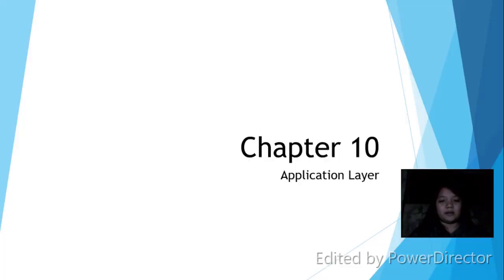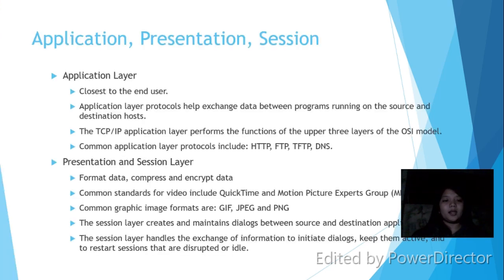This video is all about the summary of chapter 10, entitled Application Layer. Application, Presentation, Session. Application Layer. So let's start with that. Closest to the end user. Since it is the last part of the OSI model, that's why it is the closest to the end user. Application layer protocols help exchange data between programs running on the source and destination host.